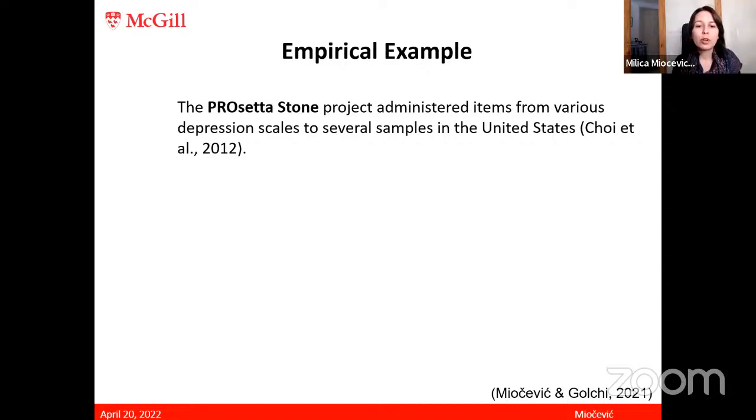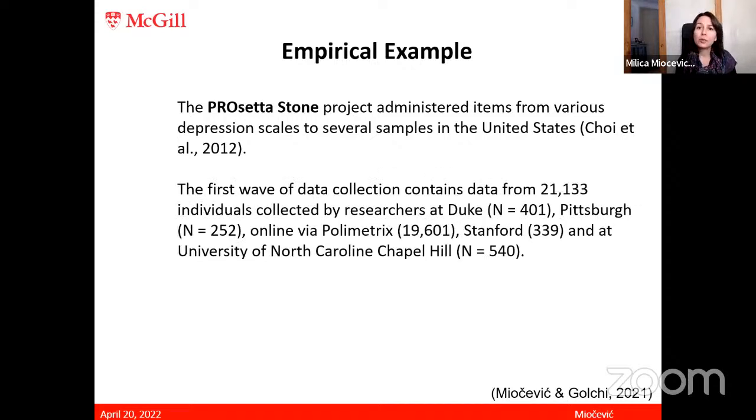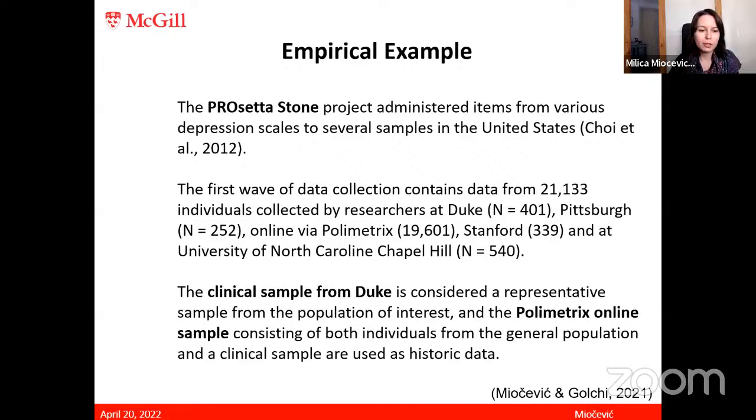So the Rosetta Stone project was a study of different depression scales using data collected in the United States. In these data, there are multiple collection sites, some were in person and some were online. So for example, we have 401 observations from Duke University. There was some data collection at Pittsburgh, at Stanford, and so on. But for our purposes, we'll focus on the data collected at Duke, as well as data collected online via Polymetrics. The sample size collected at Duke was 401 observations, whereas online we had almost 20,000 observations. So as you can see, using the online data could be quite a rich source of prior information that could maybe help us increase the power to detect the indirect effect here.